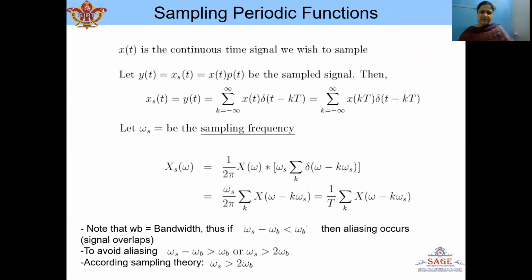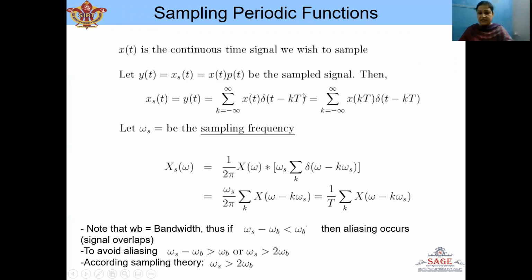Now here we can see the sampling of the periodic function which is represented by x(t). Now x(t) is the continuous time signal and we want to generate the sampled version of this continuous time signal, say y(t). Now y(t) is represented by xs(t). S represents the sampled version of x(t). Now xs(t) is given by the expression summation k equal to minus infinity to infinity x(t) into delta(t minus kT).